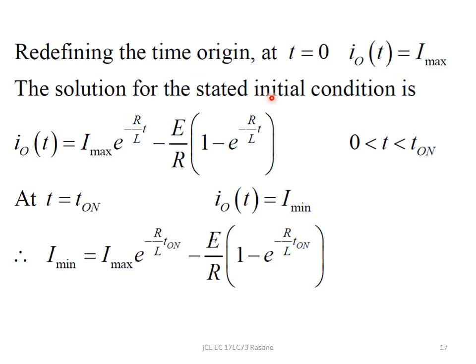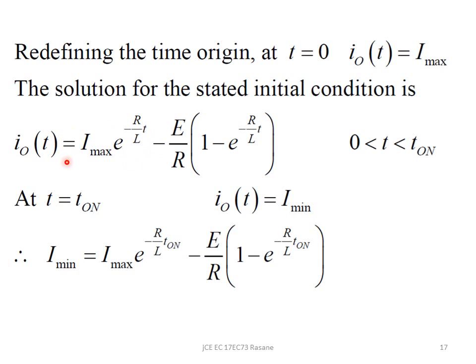And the solution for this stated initial condition, again we have to do that derivation as we did in the earlier video, where I will get i naught of t, this is the solution, equal to I max e to the power of minus R by L into t minus E by R into (1 minus e to the power of minus R by L into t). And this is the time when chopper is on, between 0 to t on. Now at t on, at the end of the on period, we know i naught of t is going to be I minimum.